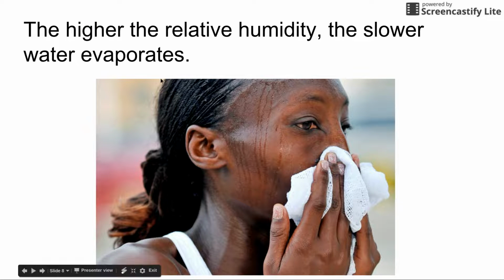So why does relative humidity matter to you? Well, when relative humidity is 100%, water is not going to evaporate. So if you go outside and you try to run a race at 100% relative humidity, all of your sweat is going to stay on your skin and you are going to get wet. Sweating is only effective if the relative humidity is low, because water only evaporates if relative humidity is low. So basically, the lower the relative humidity is, the faster things will dry off, including you.